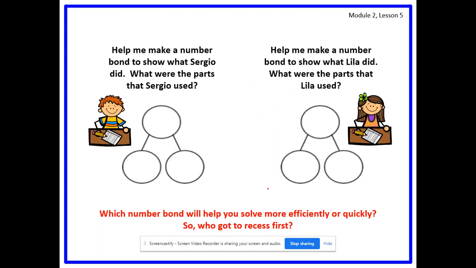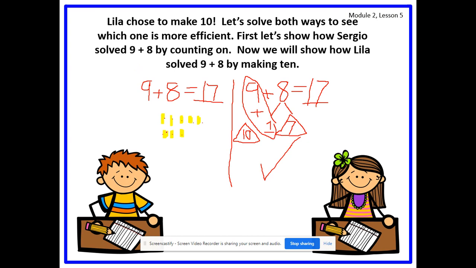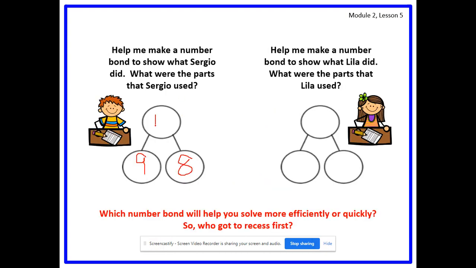Let's practice. Oh, well, before that, let's make a number bond to show what Sergio did. What were the parts that Sergio used? Well, don't erase your whiteboards yet. The parts that Sergio used were 9 and 8, which you should already have. Oh, well, for this part, you can park your pencils and your markers. And remember, let's listen. Sergio used 9 and 8 for his number bond, which gave him 17.